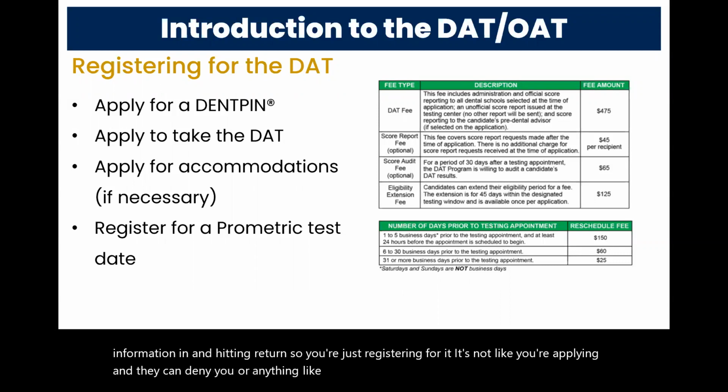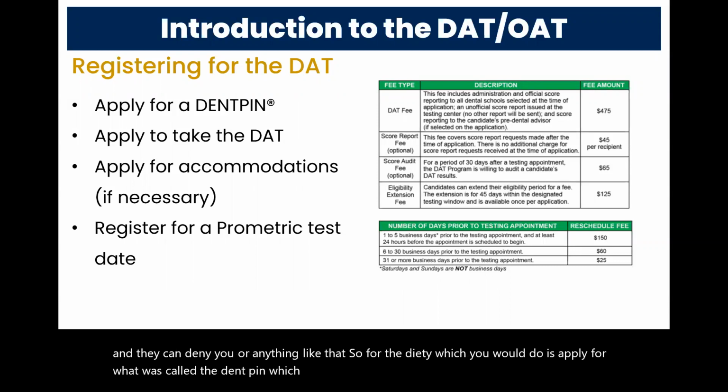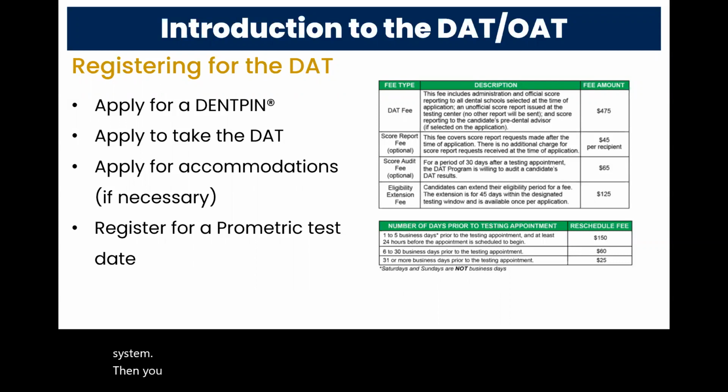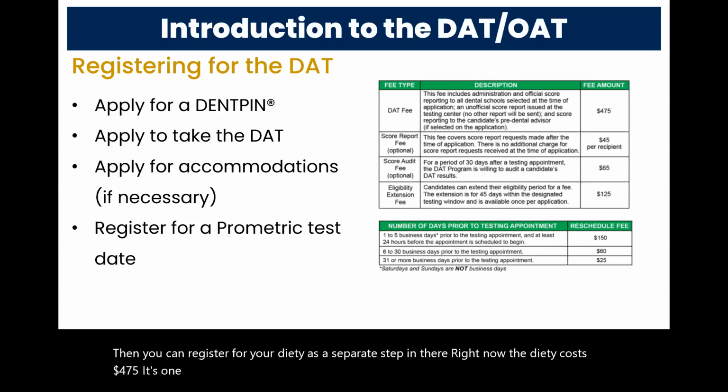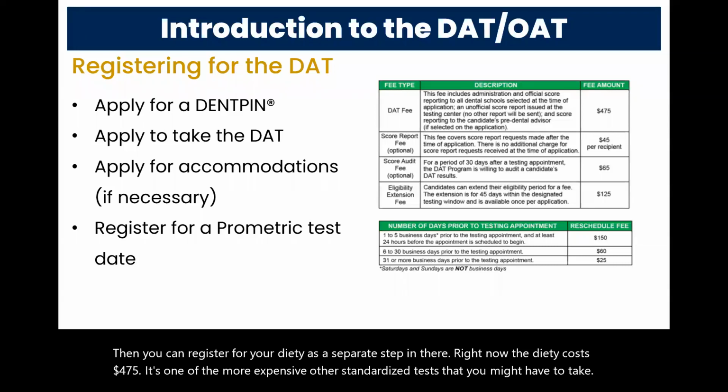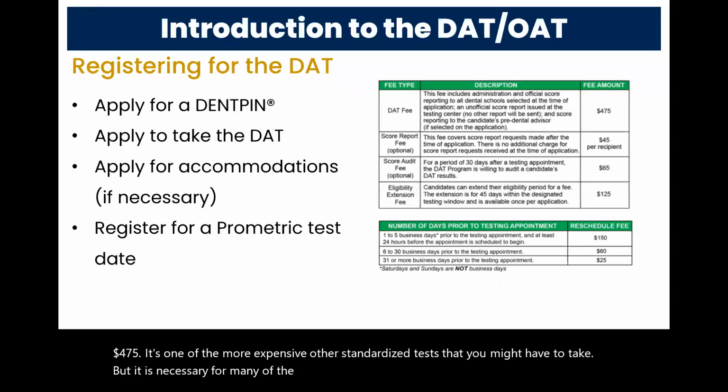So for the DAT, what you would do is apply for what is called a DENT pin, which is basically your identification number to get into their system. Then you can register for your DAT as a separate step in there. Right now, the DAT costs $475. It's one of the more expensive of the standardized tests that you might have to take. But it is necessary for many of the dental schools that you want to go to.